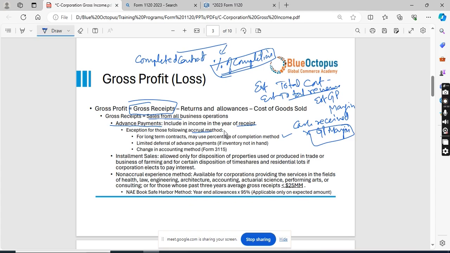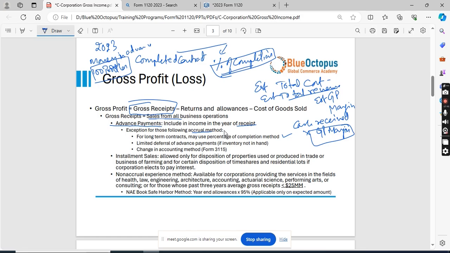Then limited deferral of advance payment. So limited deferral of advance payment is a concept, like if you are receiving the advance money from any client, but against that advance money you don't have the inventory in hand in particular year. So let's say in 2023 you received some money in advance for maybe, let's say, 100 bottles, right? Now if you do not have 100 bottles in inventory, you can defer this advance payment.